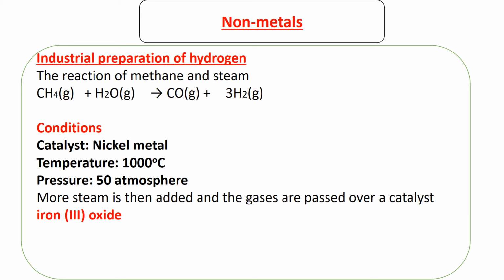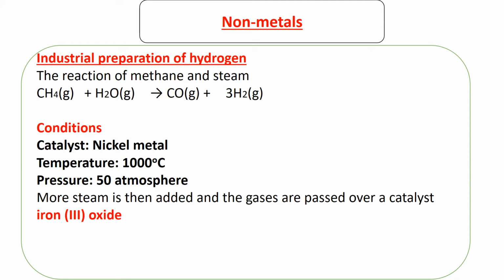Once this reaction occurs, more steam is then added and the gases are passed over a catalyst, which is iron 3 oxide. So there are two catalysts here. The first is nickel metal, which speeds up the reaction of methane with water to produce carbon monoxide plus hydrogen. Once more steam is added, the gases, which are carbon monoxide and hydrogen, are passed through another catalyst called iron 3 oxide. So why is this done?